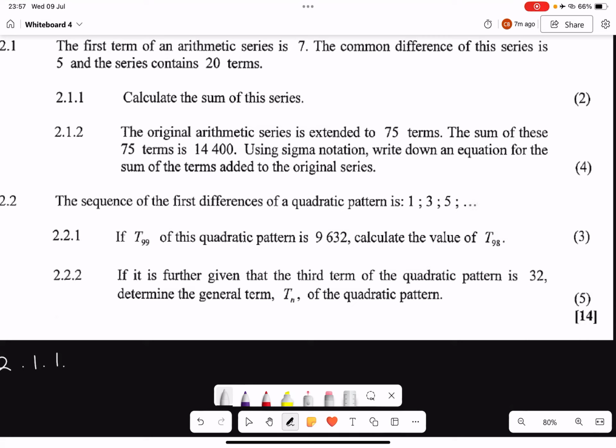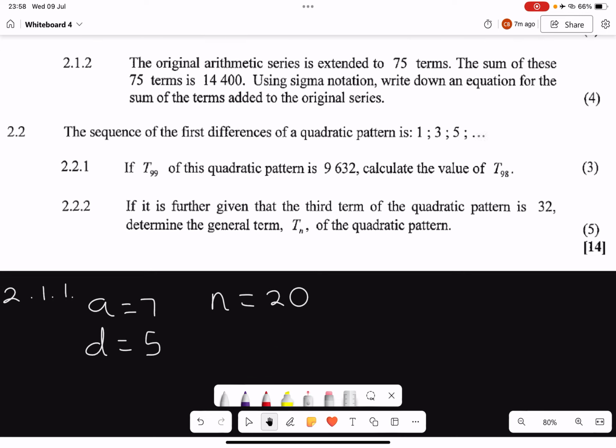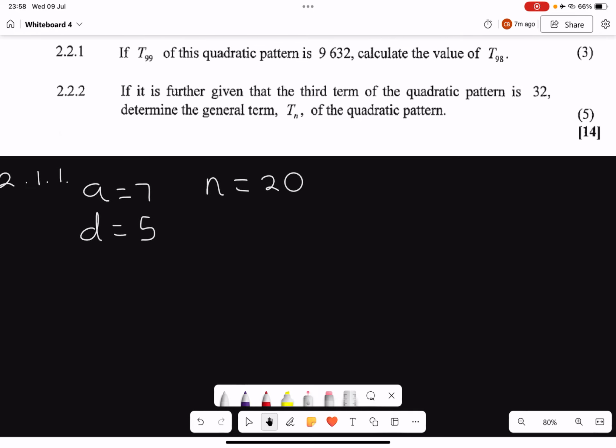Ladies and gentlemen, on 2.1.1, we are told that the first term of an arithmetic sequence is 7, so a equals 7. The common difference is 5, that is d equals 5. The series has 20 terms, that is n equals 20. And we have to calculate the sum.